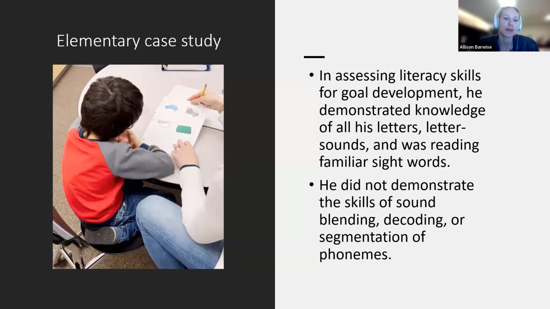But when we first met him, we did some assessing of his literacy skills to try to figure out which goals to go with, and he demonstrated knowledge of all of his letter names, all of the letter sounds, and he was reading familiar sight words. When we looked at some of the skills, he was not yet demonstrating the skill of sound blending, decoding, or segmenting of phonemes. So this is where we decided to focus on for him. And you can see this is a picture of him working on the ALL curriculum. This is, I think, probably a sound blending task. I can't tell exactly from the picture.